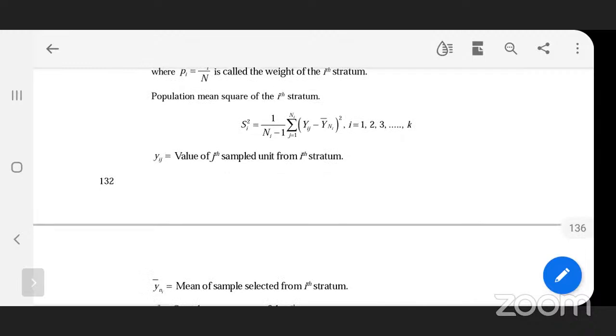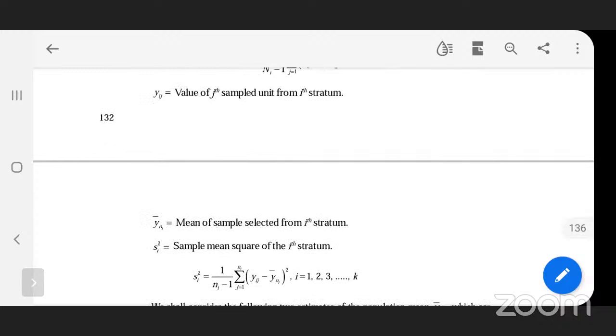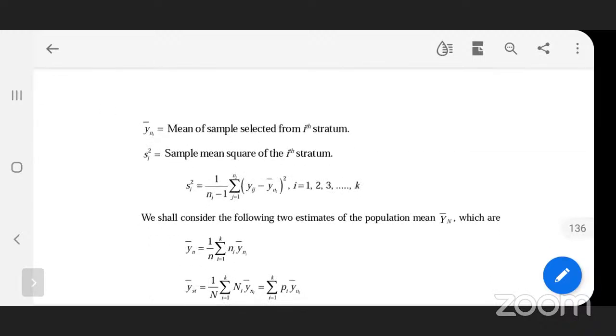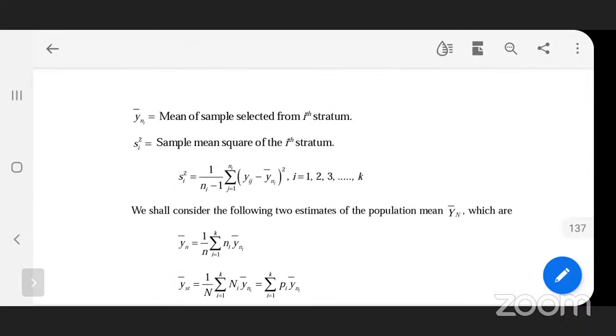Yij is called the value of the jth sampled unit from the ith stratum, and ȳi is the mean of the sample selected from the ith stratum, and the mean square of the ith stratum is Si square. But there is one stratum. Then, simplifying, K is the number of strata. It is called the two estimations.